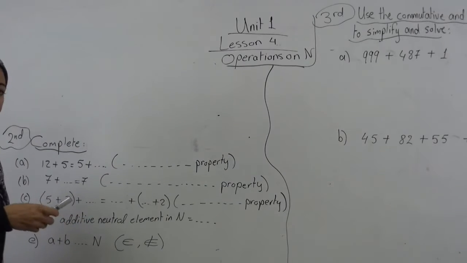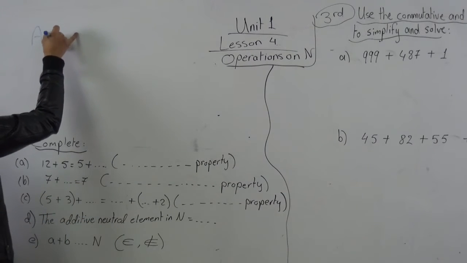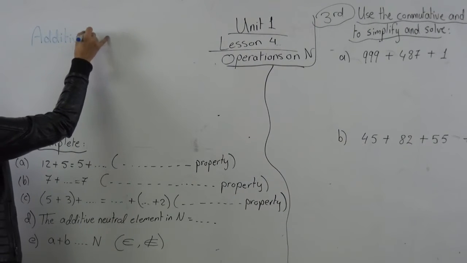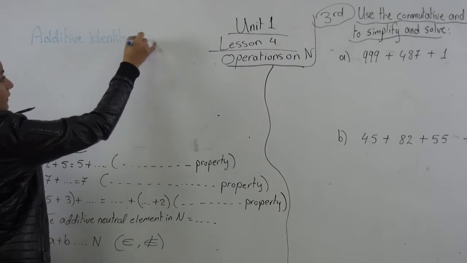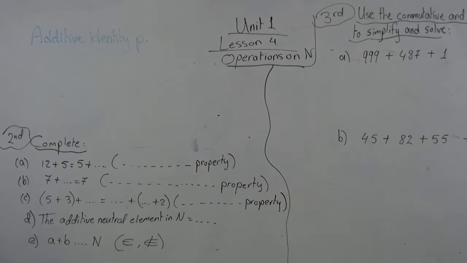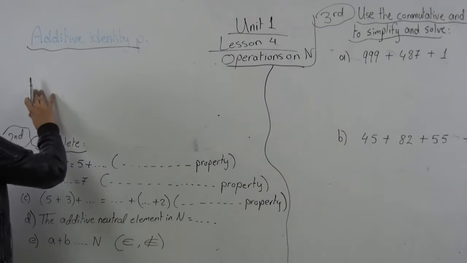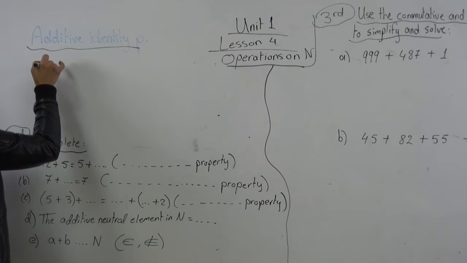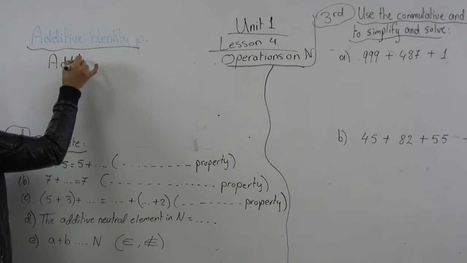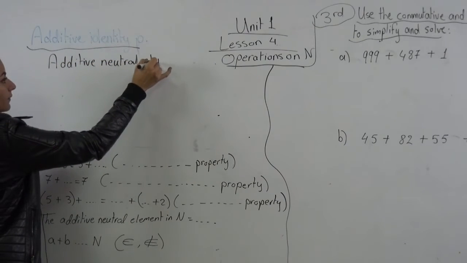There is a fourth property in addition, and it is called the additive identity property. The additive identity property means that there is a neutral element in addition. It is called the additive neutral element.